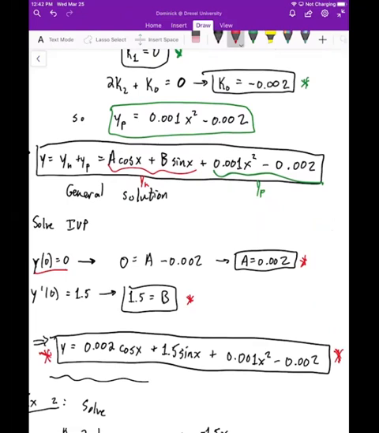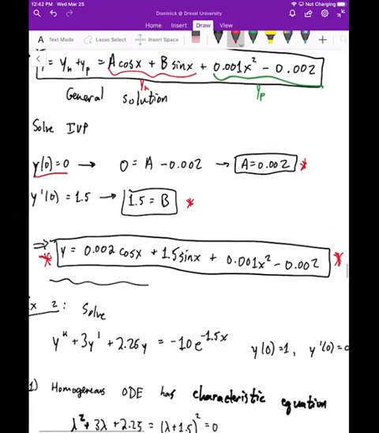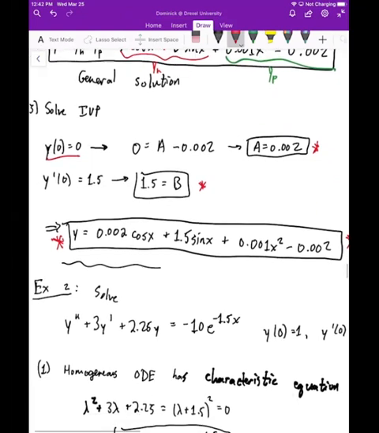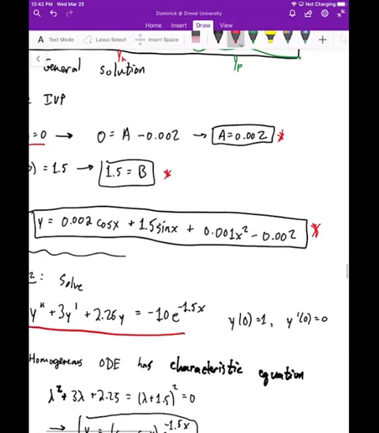Okay, so a little bit of extra work, of course, if it's not homogeneous, but hopefully the idea is not too complicated. Okay, so let's look at another one. Now I want to solve y double prime plus 3y prime plus 2.25 times y is equal to negative 10 times e to the negative 1.5x. And we have some initial conditions that we'll consider, of course, at the end.